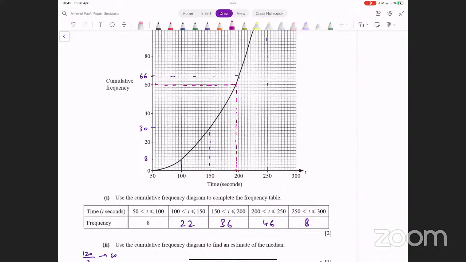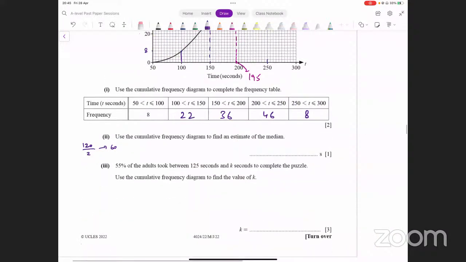On the horizontal axis, 10 boxes represent 50 units, so one small box represents 5 units. Now from 200, one box is on the left side, so that's 200 minus 5, that's going to be 195. This number is 195, and that's your median. You write that here, you say this is 195. The median time is 195 seconds.